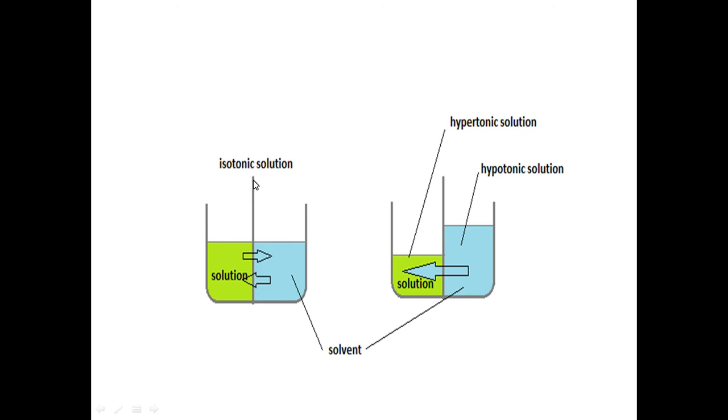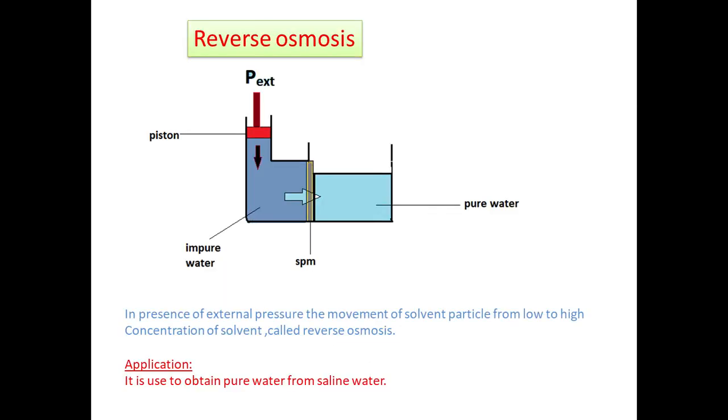The basic difference between diffusion and osmosis is the SPM. A semi-permeable membrane is always present if you talk about osmosis or reverse osmosis. But in case of diffusion, there is no requirement of a semi-permeable membrane. The basic difference arises from this. So diffusion is different from osmosis because of the SPM, which may be natural or artificial. This is your homework: find what material can be used as a natural SPM, and what material can be used as an artificial SPM.